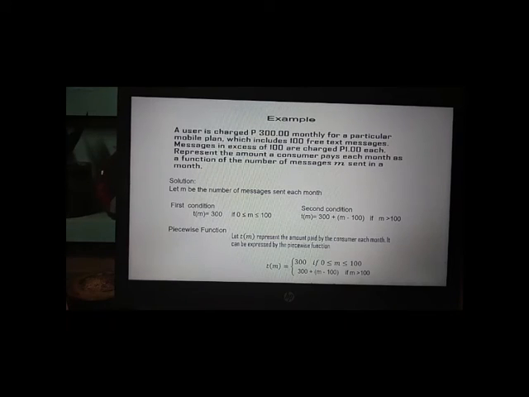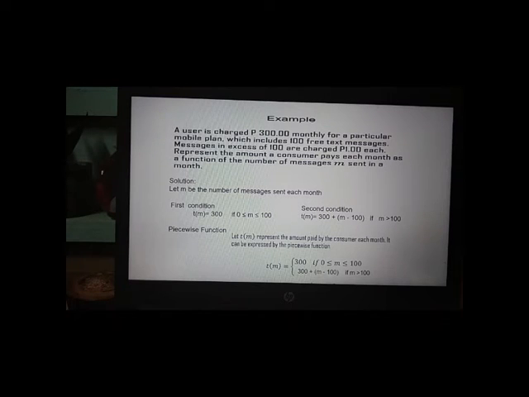Okay, let's take this example. A user is charged 300 pesos monthly for a particular mobile plan, which includes 100 free text messages. Messages in excess of 100 are charged 1 peso each. Represent the amount a consumer pays each month as a function of the number of messages m sent in a month. Solution. Let m be the number of messages sent each month.